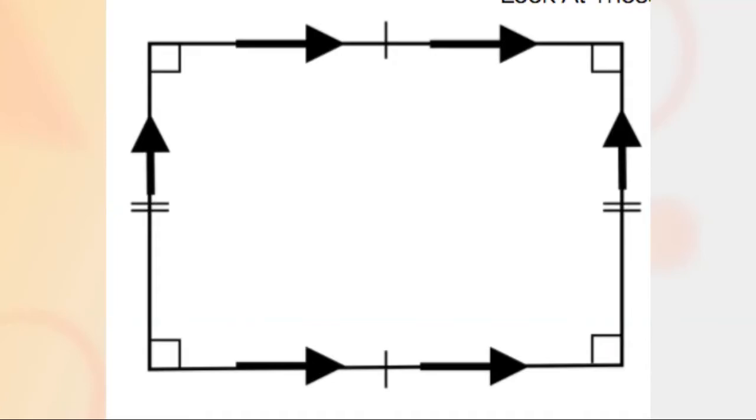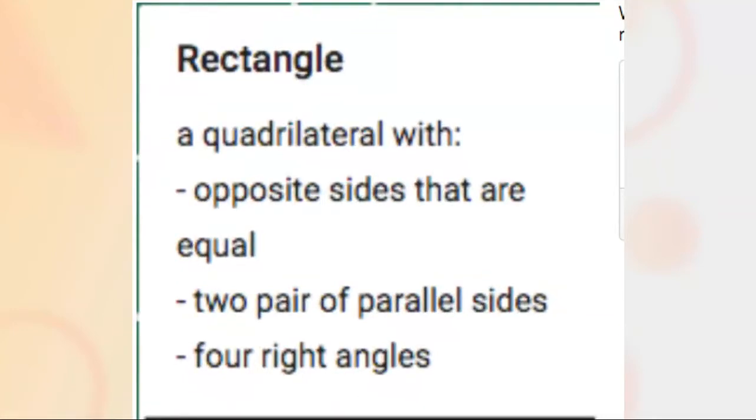And just like with the tick marks, each pair of sides has a different set of arrows as well. The top and the bottom have two pairs of arrows, and the left and the right have one pair of arrows. That lets me know that this has two pairs of parallel sides. So that brings me to my official definition of a rectangle: a quadrilateral with opposite sides that are equal, two pairs of parallel sides, and four right angles. Well, we already discussed it, and I knew those definitions inside and out.